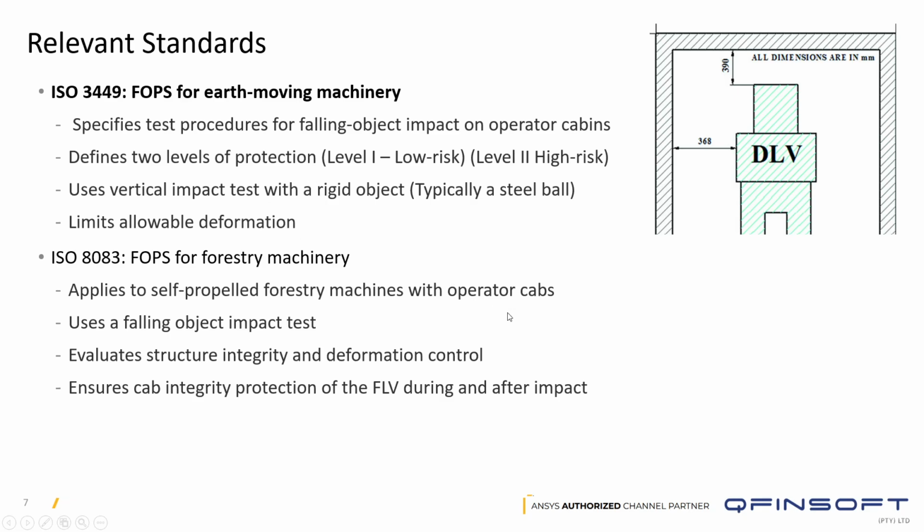Okay, and then we also have standard 8083. This applies to self-propelled forestry machines with operator cabs. So using a falling object as an impactor, we evaluate the structure's integrity and deformation control. So looking at how much the cabin deforms after an object has landed on top of the cabin, and if the cabin ends up inside the volume of the occupant, then it's unsafe. And then this ensures cab integrity and protection of the DLV during and after the impact.